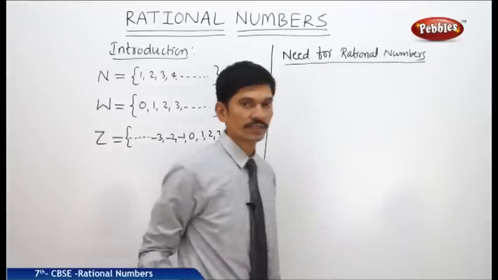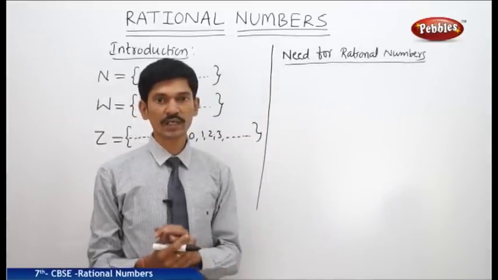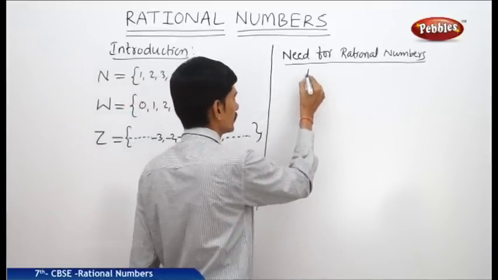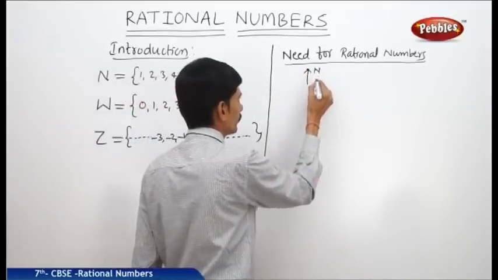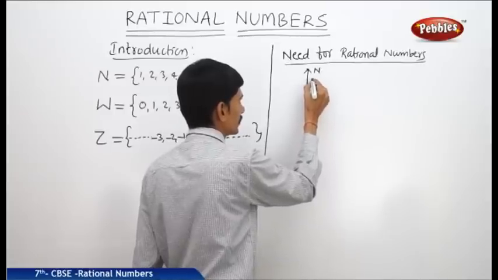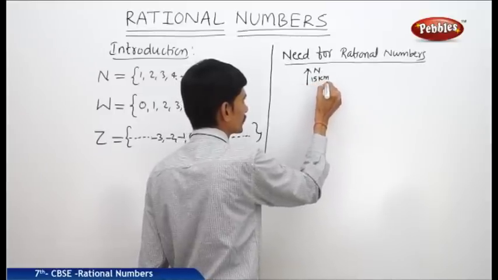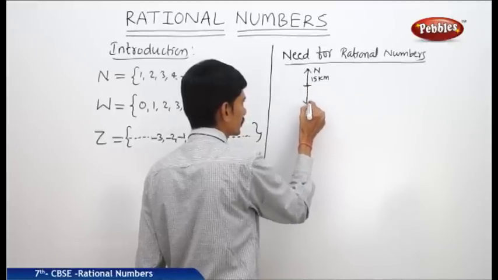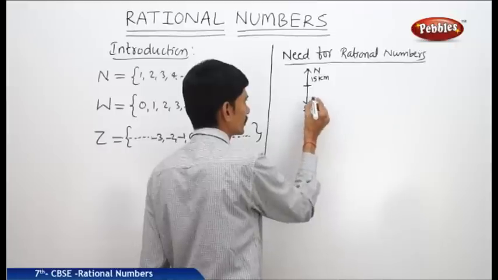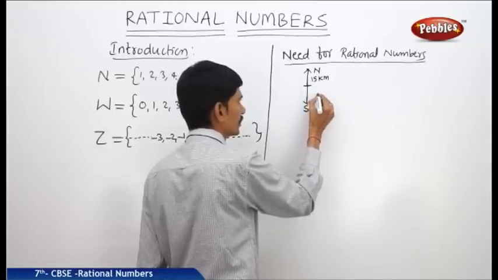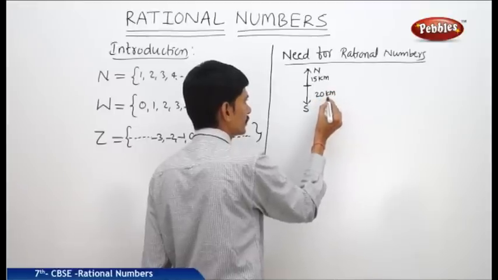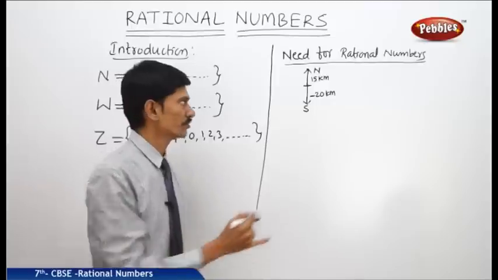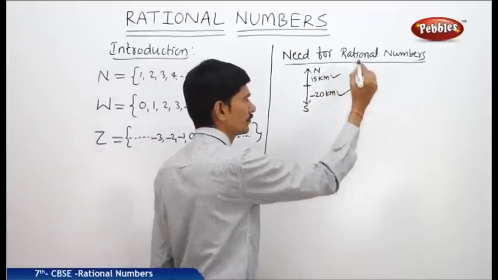For example, if you mark the distance towards north by a positive sign, and the distance is 15 kilometers towards north, then how should the distance towards south be marked? For example, if the distance towards south is 20 kilometers, then it should be represented by a minus sign to show the opposite direction. So this is a positive integer, this is a negative integer.